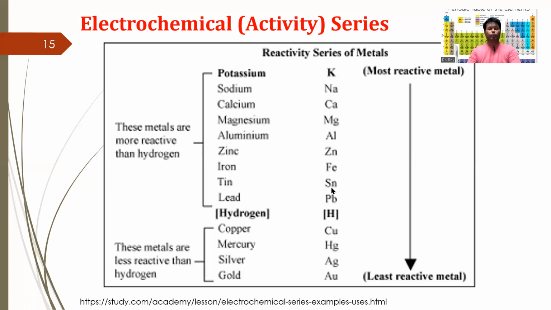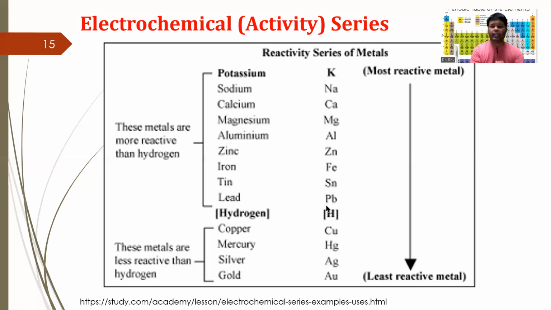We have a few more: cobalt, tin, lead, hydrogen, copper. But one thing you should remember: hydrogen is below lead, lead is above hydrogen, and copper is below hydrogen. That means if we have two electrodes in a system made of hydrogen and copper, hydrogen can replace the position of copper, but the reverse it cannot.